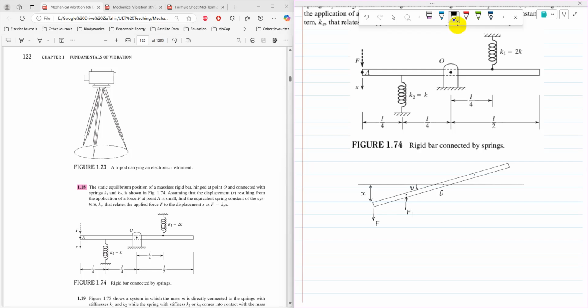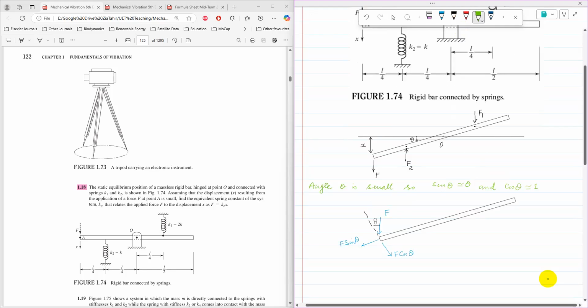And then again, what will happen here? When this force is trying to rotate it in the anti-clockwise direction, this part will try to compress that spring. So the reaction force, F2, will be downward. Sorry, this is F2. So that is the free body diagram of the system.